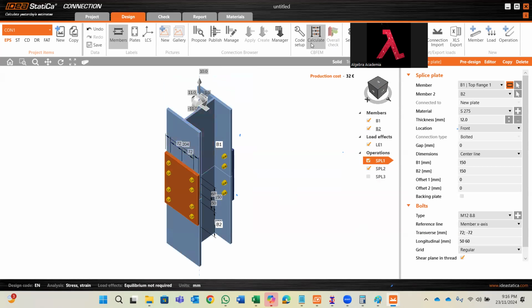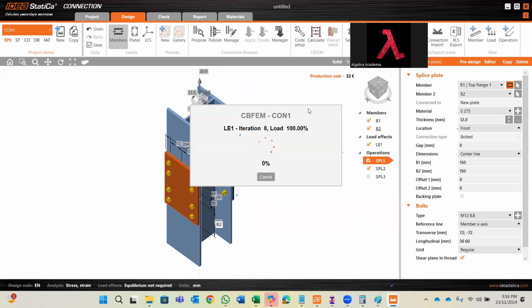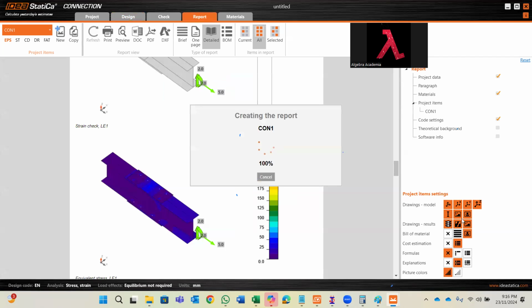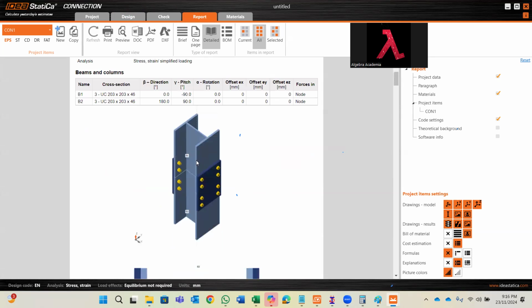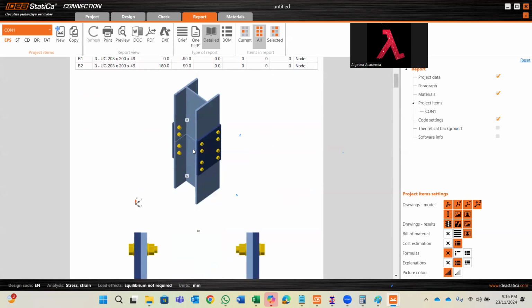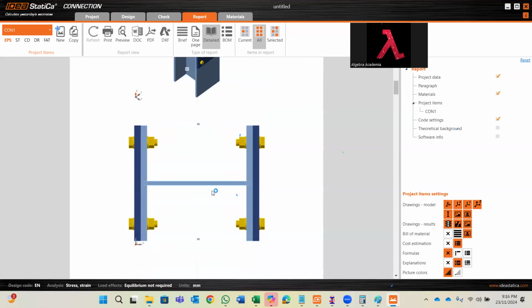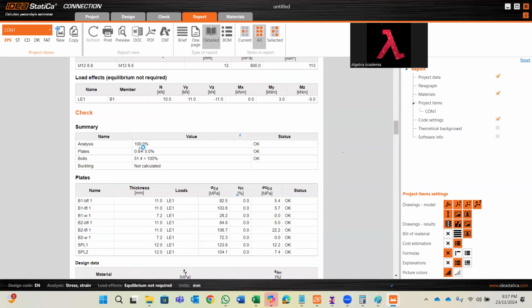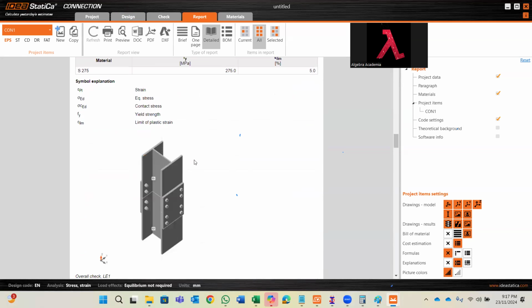So run the calculation. Can you see here? The bolt utilization is only 51.4 percent. So going back to the detailed report, these are the section sizes. This is the different view of modeling. And coming to the bolt diameters, what exactly you entered, it shows everything. And this is the summary of the result.